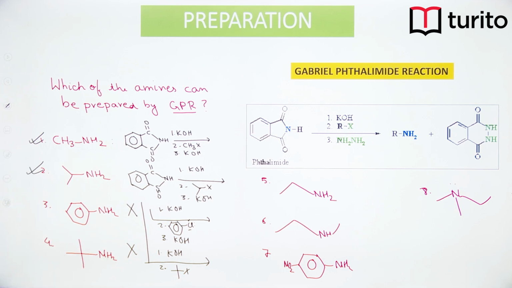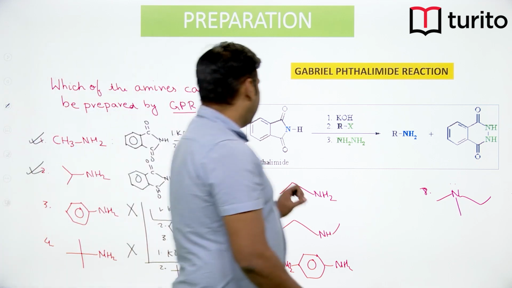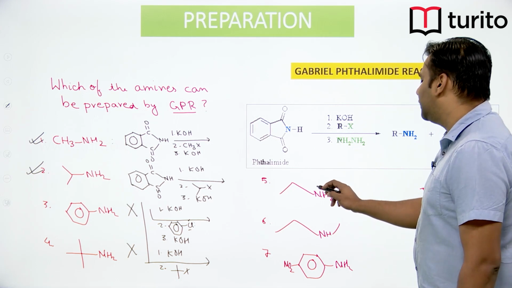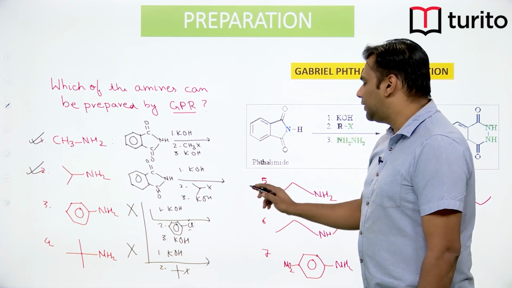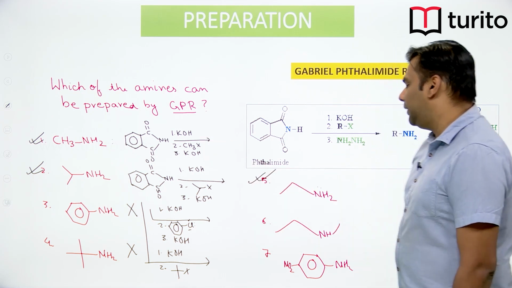Okay, so these are very important conclusions that you should understand. These questions can definitely come in your JEE. Now this can be prepared because this nitrogen is 1 degree, so we basically have to take ethyl chloride, just the way we prepare methylamine.